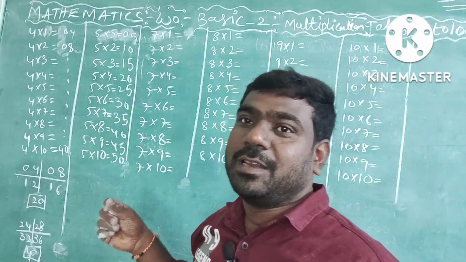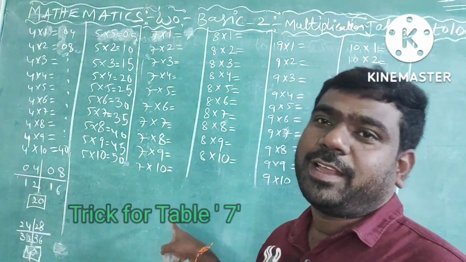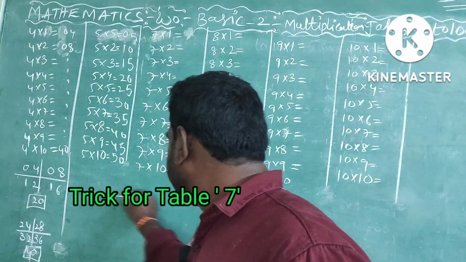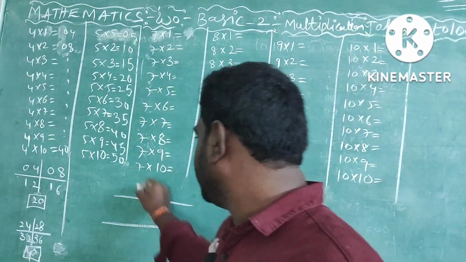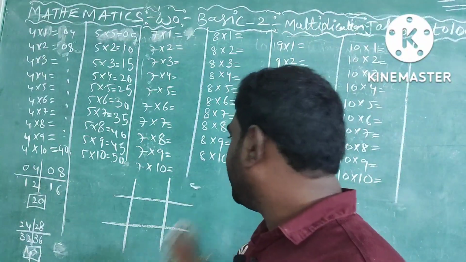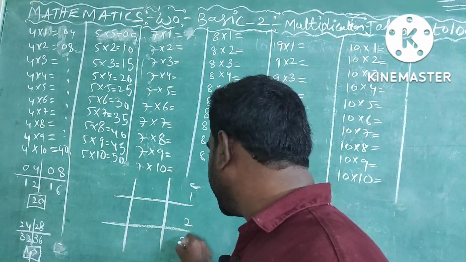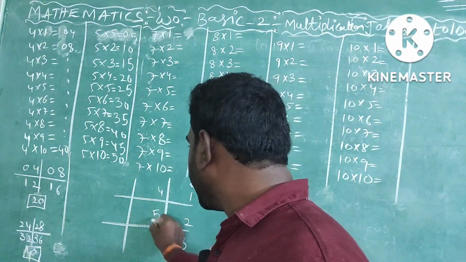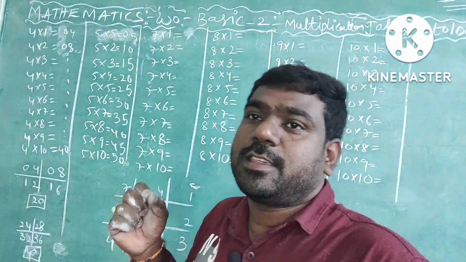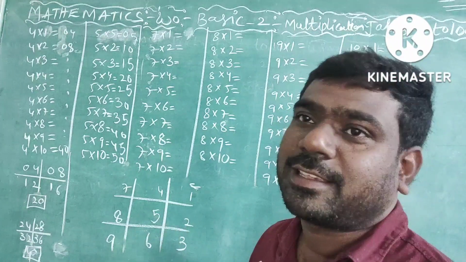The 6 table is already done. Now the next trick is for 7. What is the trick here? See, take 2 horizontal lines and 2 vertical lines. Now, the first step: write the numbers onwards here, 1, 2, 3, 4, 5, 6, 7, 8, 9. Each table has a specific trick. You should remember it like this only, then it is very easy. Yes or no?